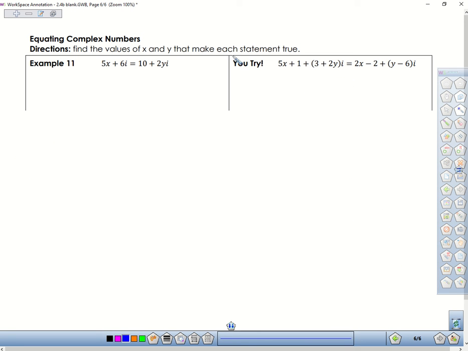So find the value of x and y that make each statement true. Okay, so let's try to solve this the best we can. Equating complex numbers, find the value of x and y that make each statement true. So over here we can factor out what? 2. So that'll give me 2 times (5 plus yi) is equal to 5x plus 6i.